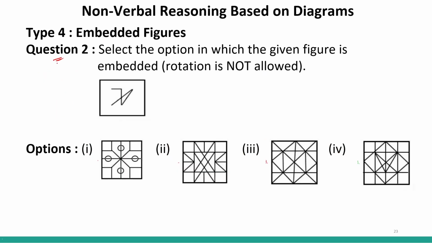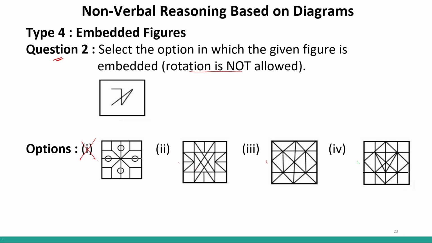Second question. Second question, this figure is given to us and we have to identify in which of the following figures this particular figure is embedded. Rotation is again not allowed. So over here, I can clearly see I cannot find anything similar in option number 1. In option number 1, we do have a line going like this, but again, I do not see it coming back. So option number 1 is eliminated.